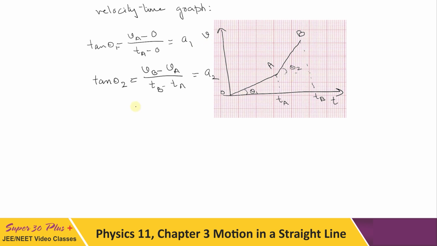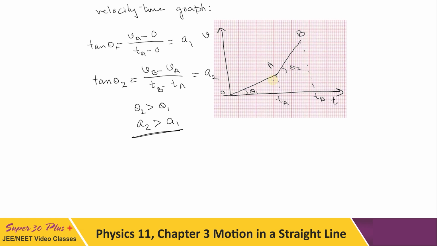Now if you interpret the values of A1 and A2, as you can see here, theta 2 is more than theta 1. Of course we can say tan theta 2 would be more than tan theta 1, or we can say that A2 would be more than A1. What kind of motion does this predict? The acceleration from A to B is more than the acceleration from O to A. More acceleration means that velocity is changing at a fast pace. So from A to B, velocity is increasing very fast. From O to A, of course it is increasing, but at a lower pace. So this is how the slope of a velocity time graph is interpreted.